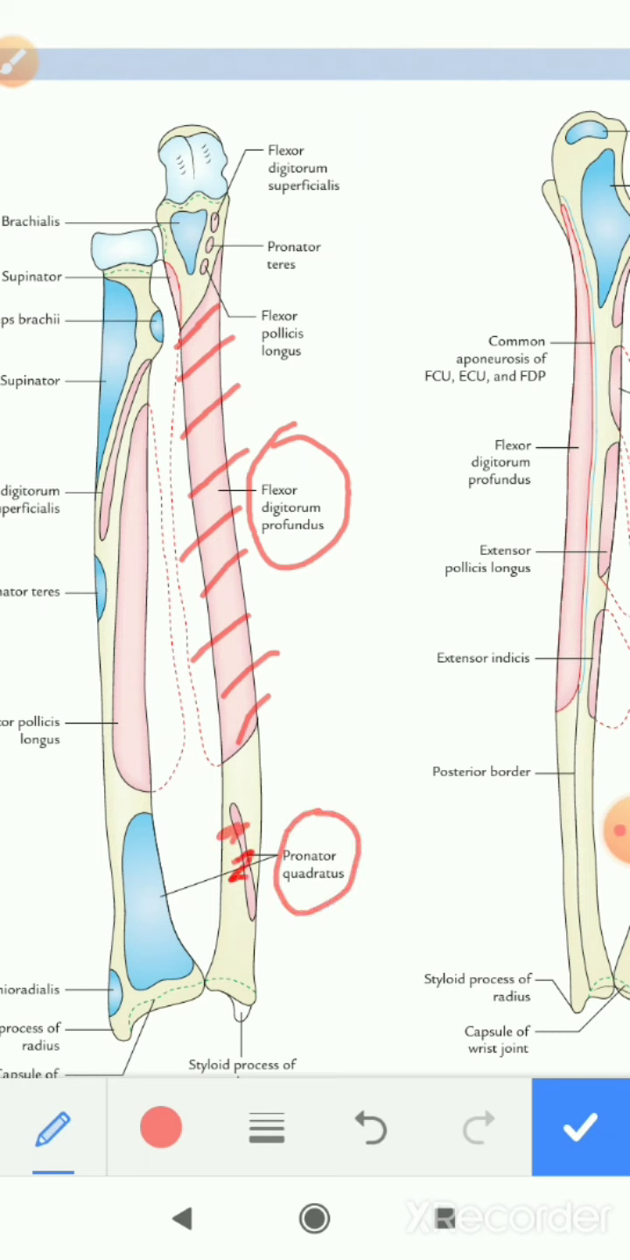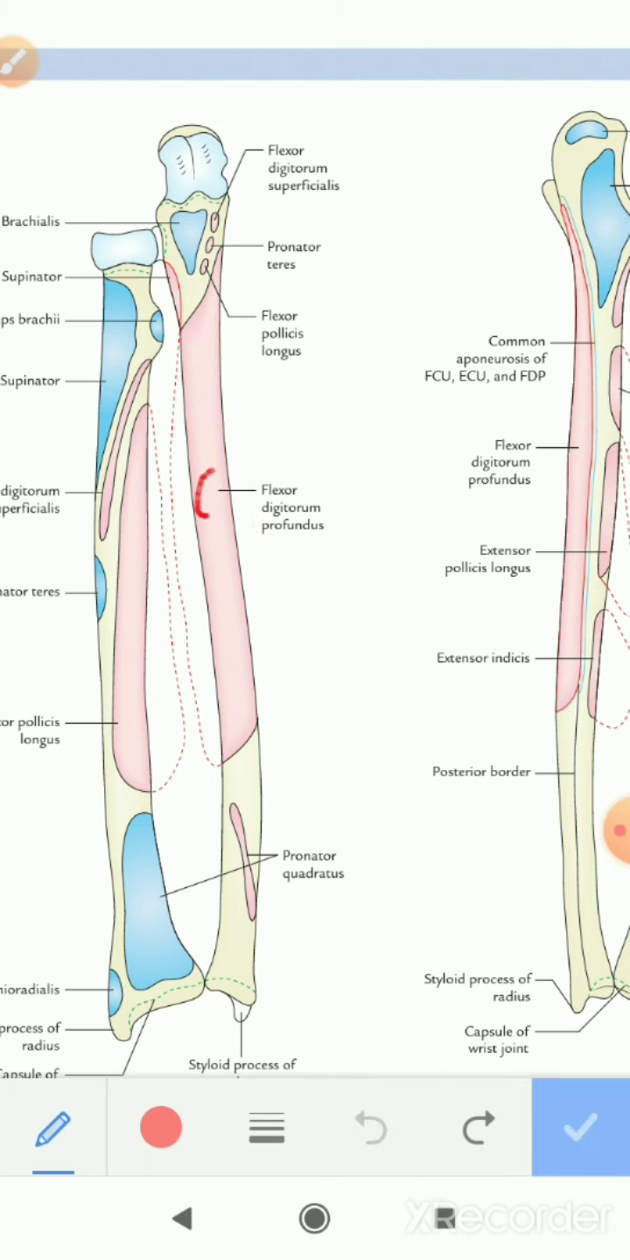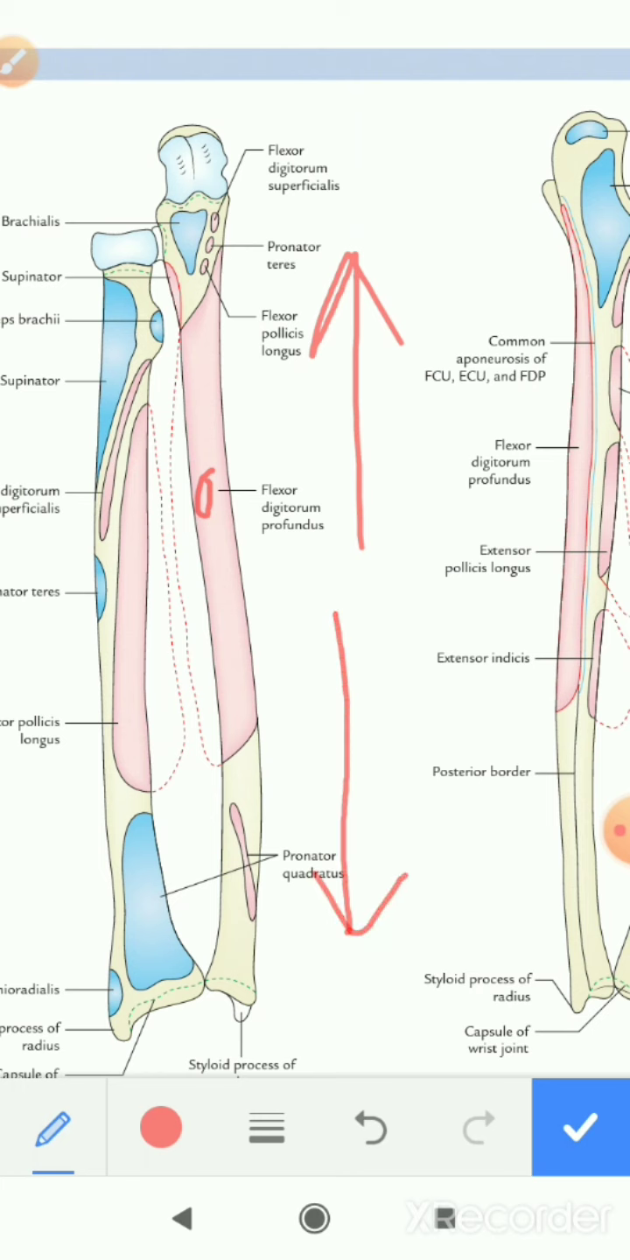So this is the pronator quadratus, and just in the middle of this anterior surface there is a nutrient foramen, and the direction of this nutrient foramen is upward. So the growing end will be opposite to this nutrient foramen. So the growing end of the ulna is the lower end.